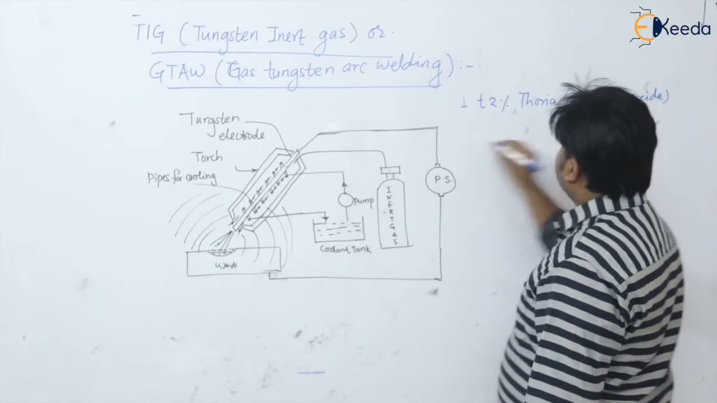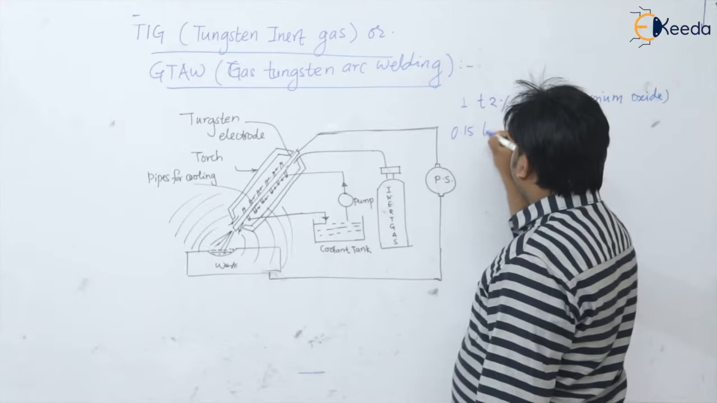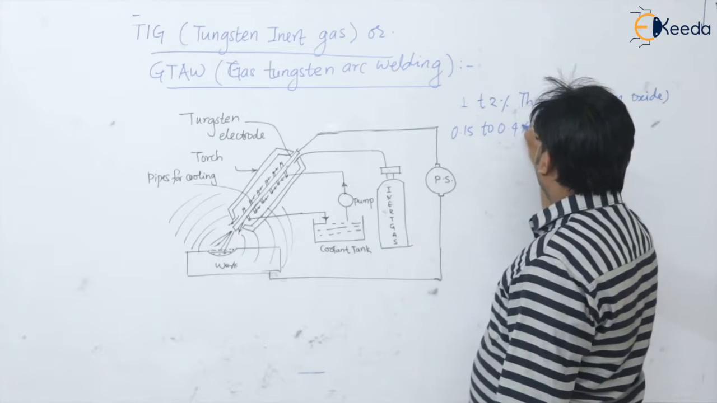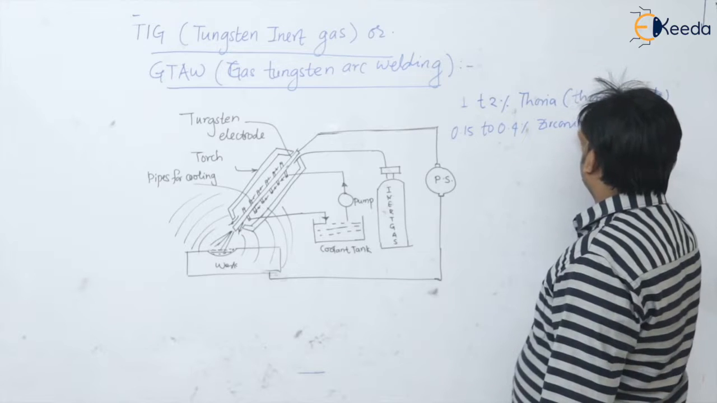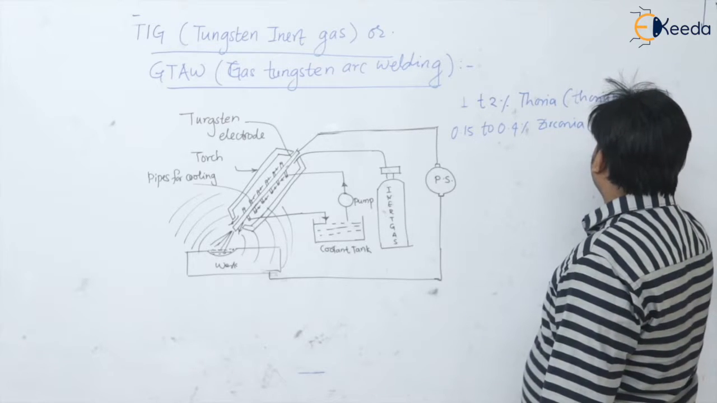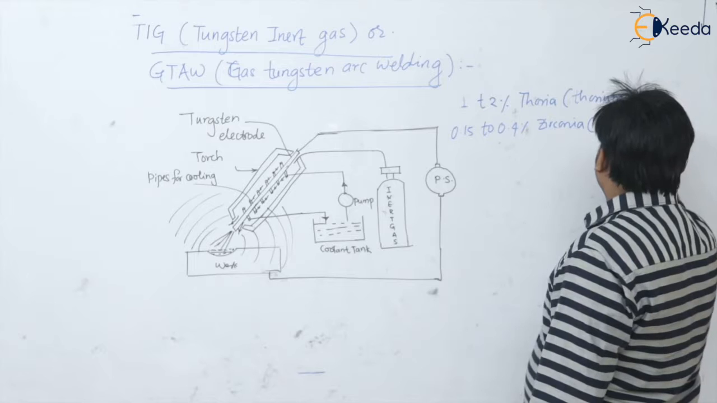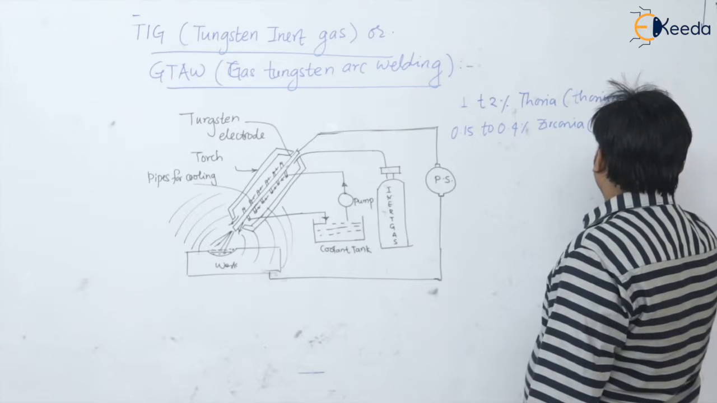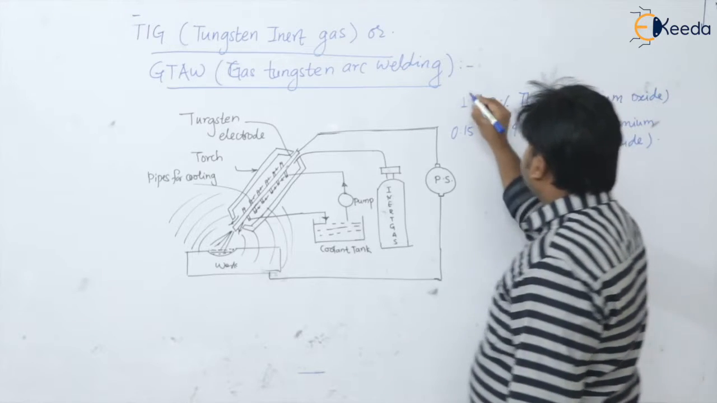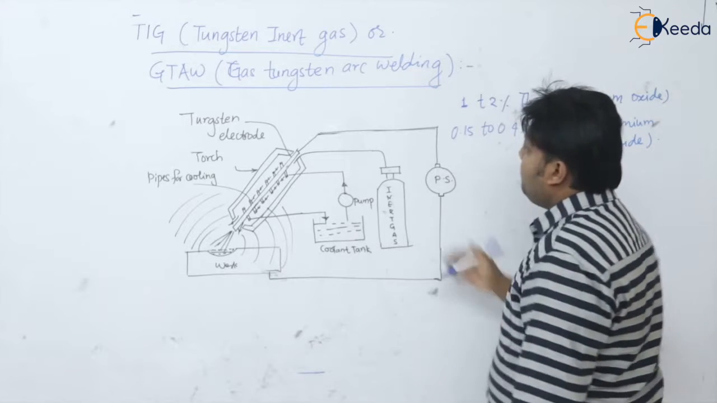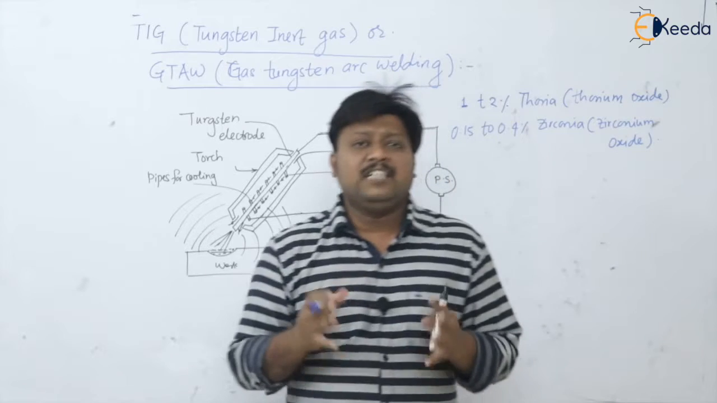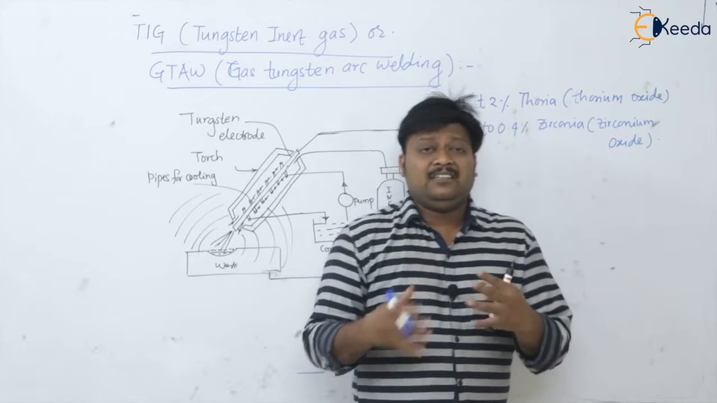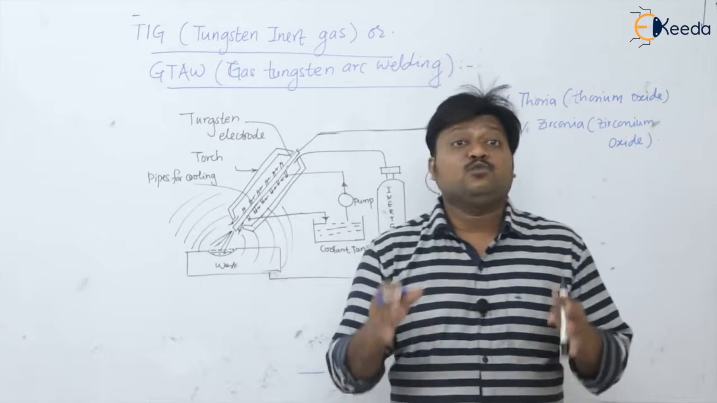Also we are adding 0.15 to 0.4% of zirconia, which is zirconium oxide, into this tungsten electrode. Now see, this tungsten electrode is less expensive, but the current carrying capacity is also minimum.